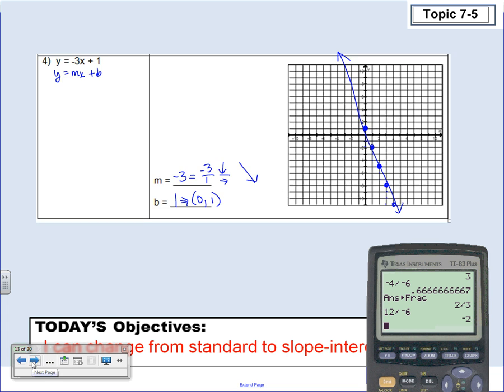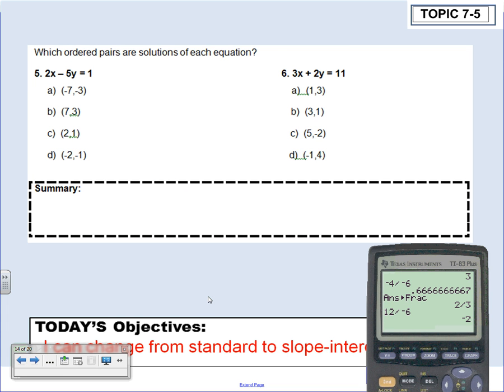Another useful tool in going from standard form to slope-intercept form is when you're given a problem where you have to determine the solutions. The solutions mean that these points are on the line.